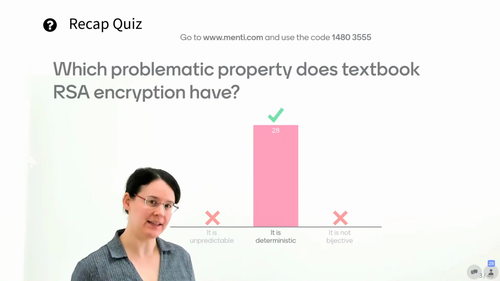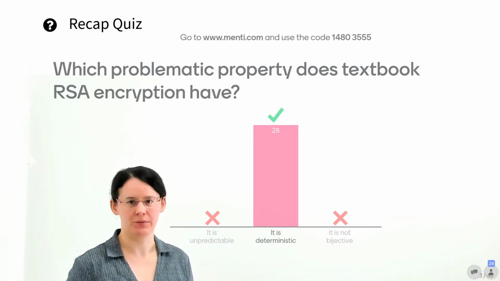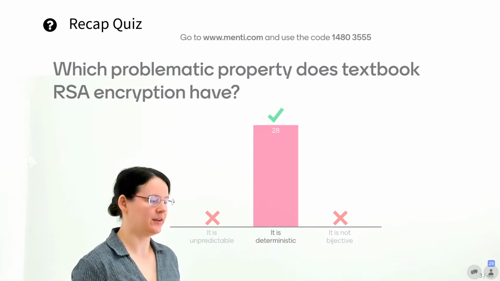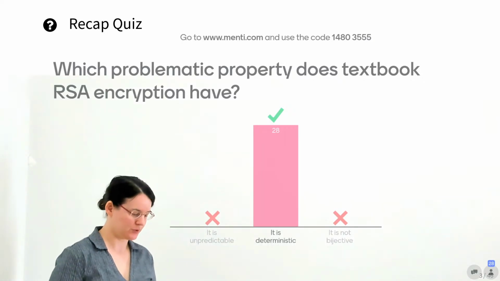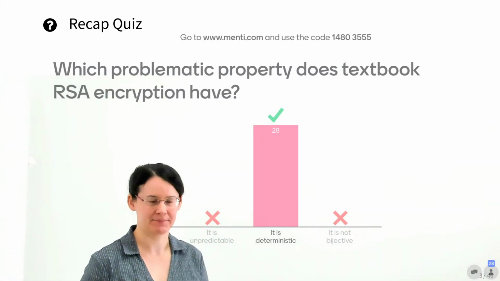What did we do to fix that? We randomized the encryption by adding a random padding, which then randomizes the ciphertext.